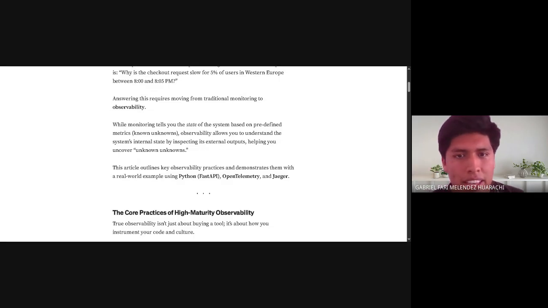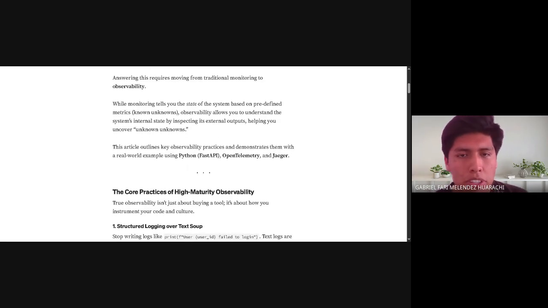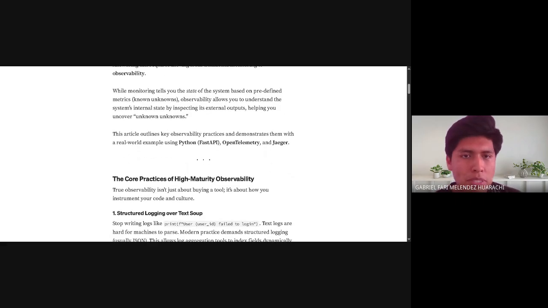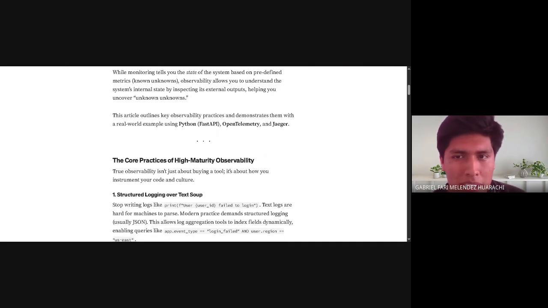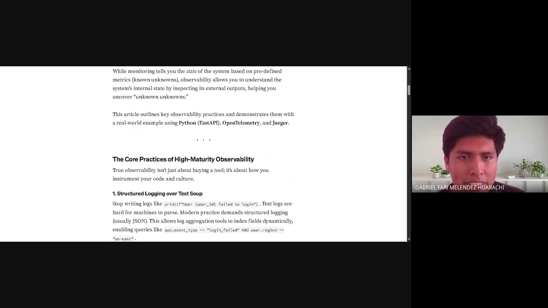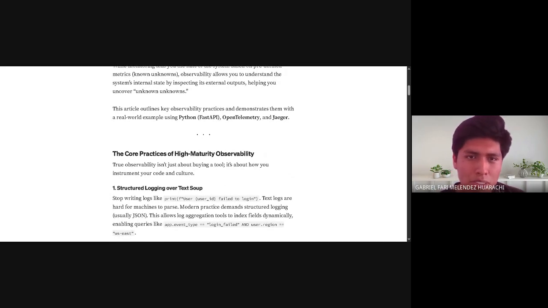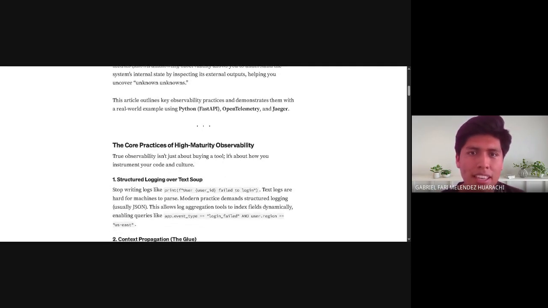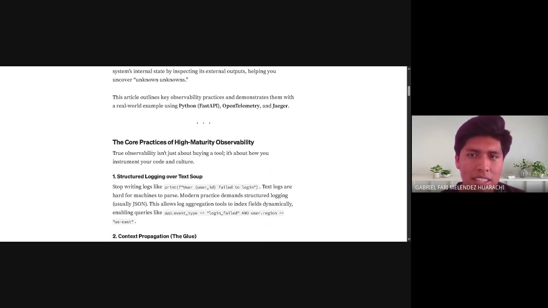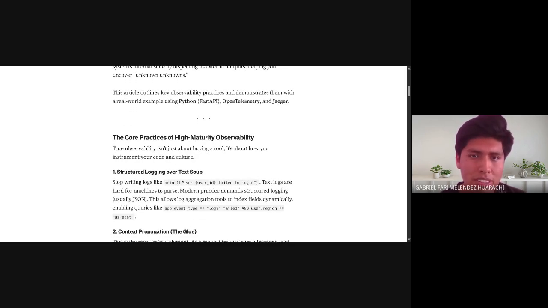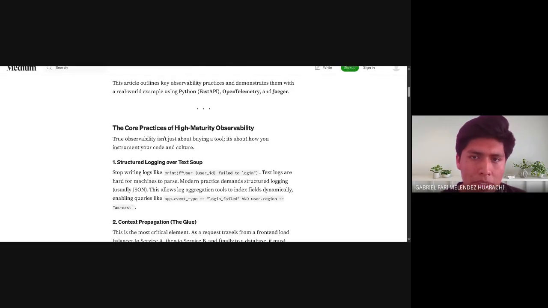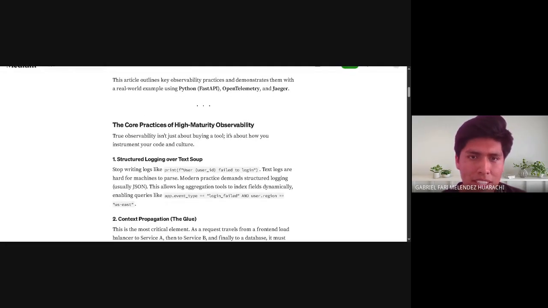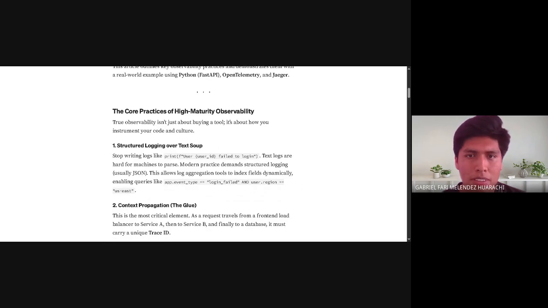Answering this requires moving from traditional monitoring to observability. While monitoring tells you the state of the system based on predefined metrics, observability allows you to understand the system's internal state by inspecting its external outputs, helping you uncover unknowns. The article outlines key observability practices and demonstrates them in real-world examples using Python, OpenTelemetry, and Jaeger.